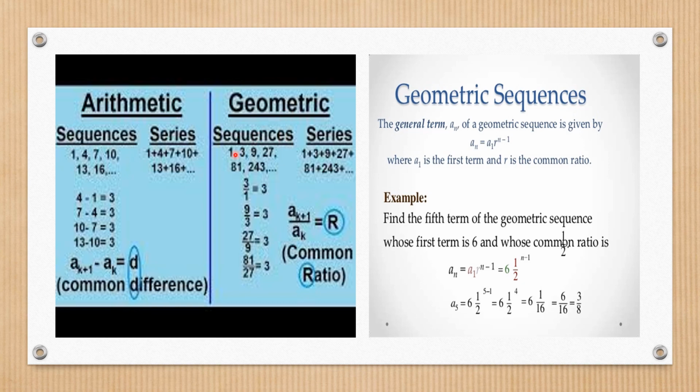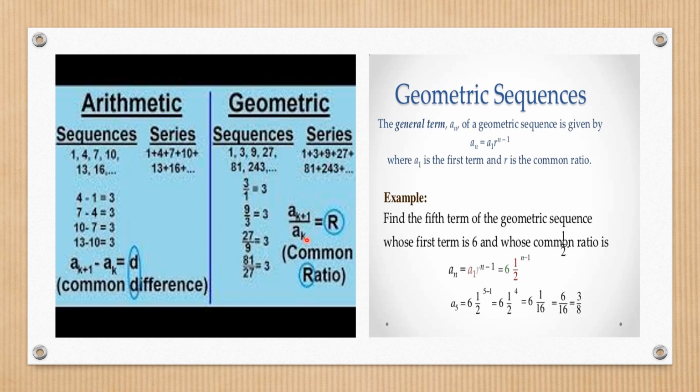For the geometric one, the sequence is like 1, 3, 9, 27, and so on. Every next term is got by multiplying the previous one with 3. Like 1 into 3 is 3, 3 into 3 is 9, into 3 is 27, and so on. You can also check by the ratio. And the series will be 1 plus 3 and so on, by putting the addition sign in between all the terms.